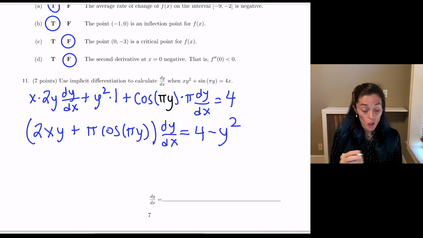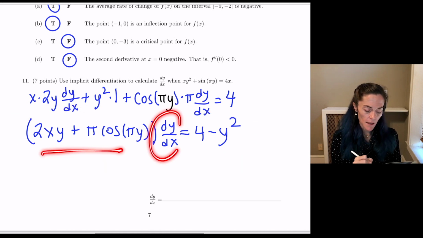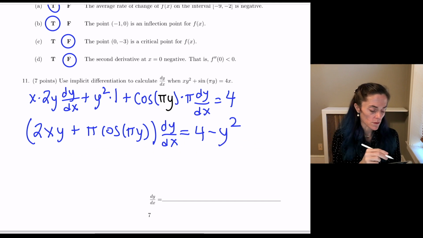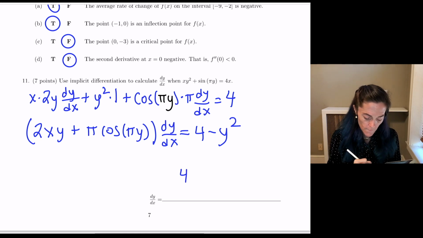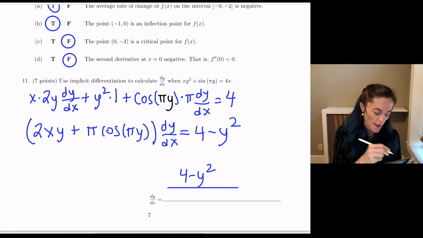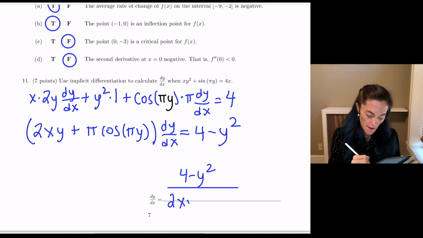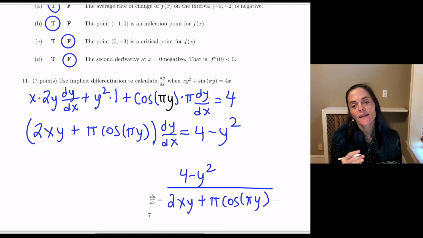Last step. You see, here's where we want to be in our second to last step. We have something times dy dx equals something else, equation. Last step is we divide. So dy dx equals 4 minus y squared divided by 2xy plus pi cosine pi y. This is my final answer.